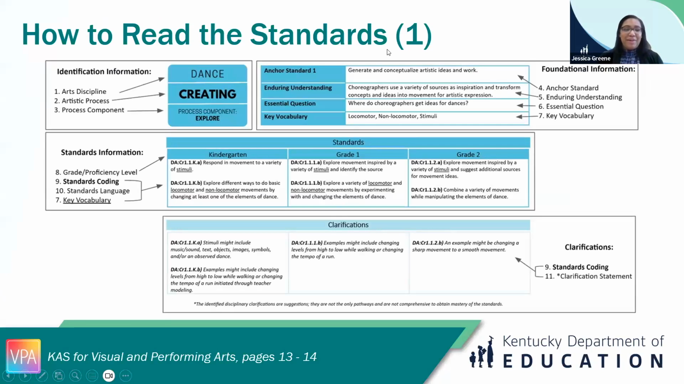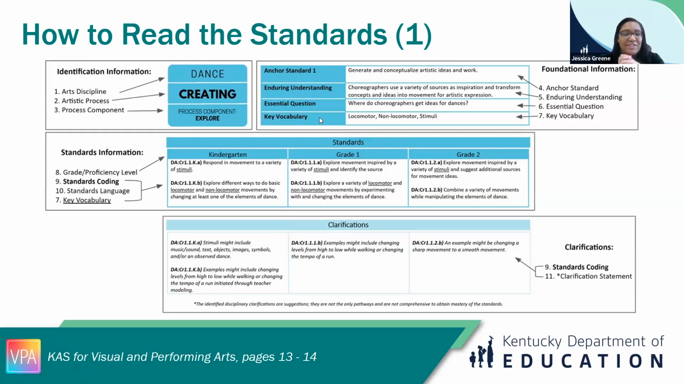This is probably my favorite image of the past 3 years of my life because we spent a lot of time with it. And every time we put it on the screen, inevitably somebody goes, ooh. And so this is how you get to see how that button interacts in the standards layout. So top left, we have our button with the identification information. And so at the top of that button is the arts discipline, then the artistic process, and then the process component. So if I'm a dance teacher, I immediately know that I am in the right section. I'm in the dance section. This is a creating standard, and we're going to be creating through exploration. So I can gather all of those things by top left.